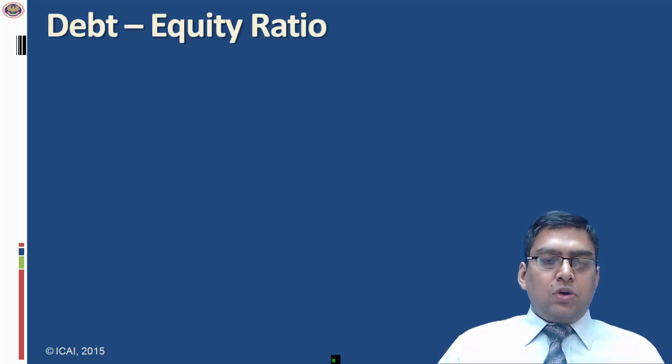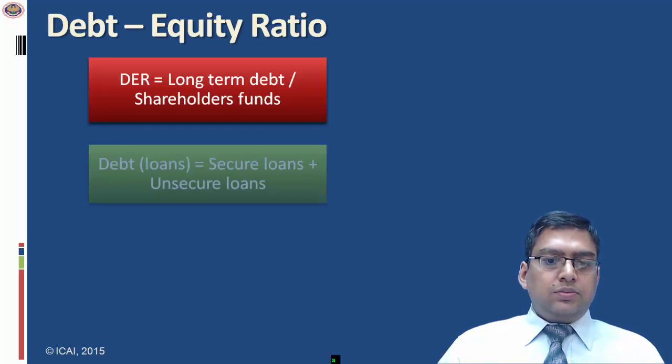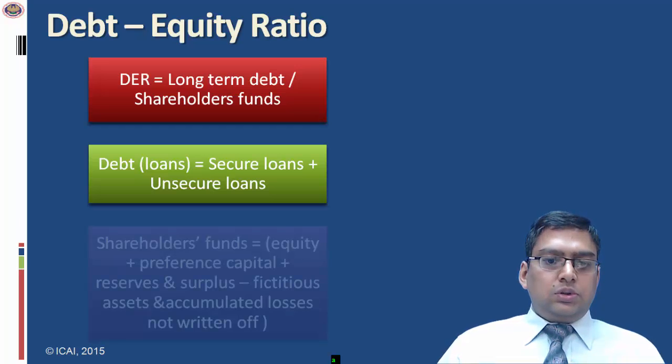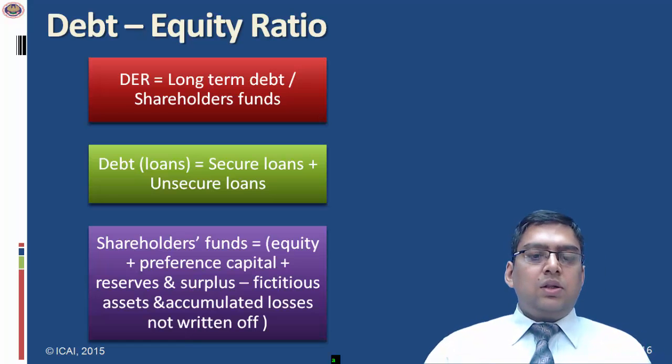First one is the debt equity ratio. Debt equity ratio equals long term debt divided by shareholder funds. Debt equals secured loans plus unsecured loans, and shareholder funds equal equity plus preference capital plus reserve and surplus, minus fictitious assets and accumulated losses not written off.